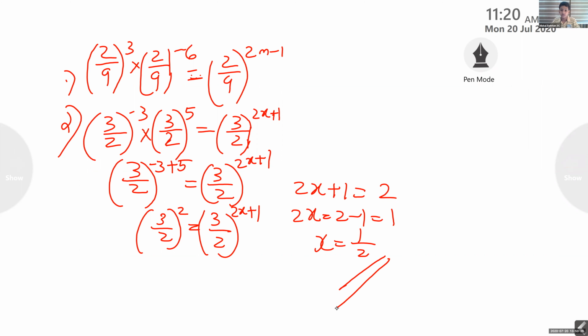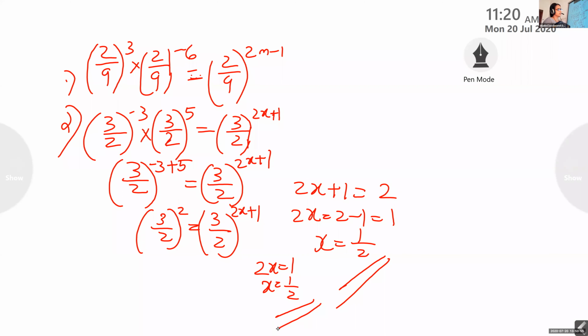Okay. Did you understand how to find this type of questions? Yes, ma'am. Ma'am, 1 by 2 how? See, 2x equal to 1, so x equal to 1 by 2. Understood? Yes. Shall I move to the next type of questions? Yes.